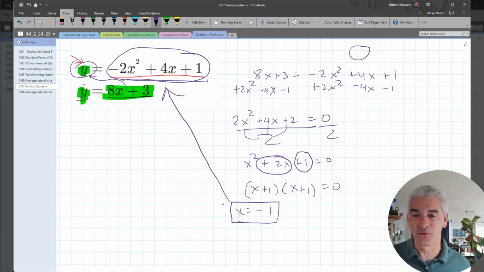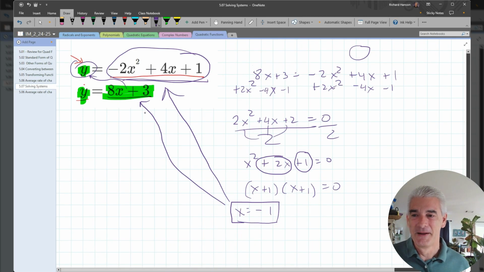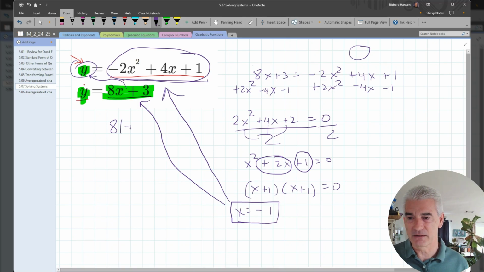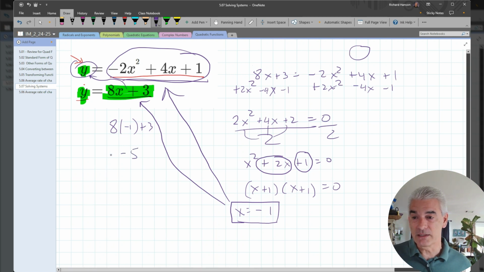Or I could plug it in here. Why not just plug it in here? There's less work to do. So 8 times negative 1 plus 3. Looks like negative 8 plus 3 is negative 5. So when x is negative 1, y is negative 5.